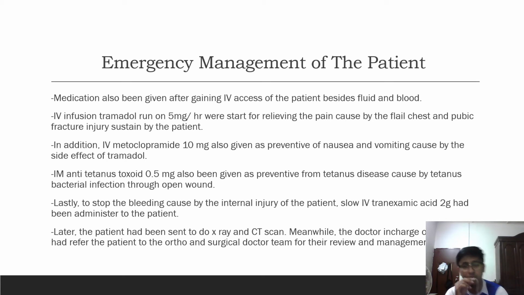Later, the patient had been sent to do X-ray and CT scan. Meanwhile, the doctor in charge of the patient had referred the patient to the ortho and surgical doctor team for their review and management.